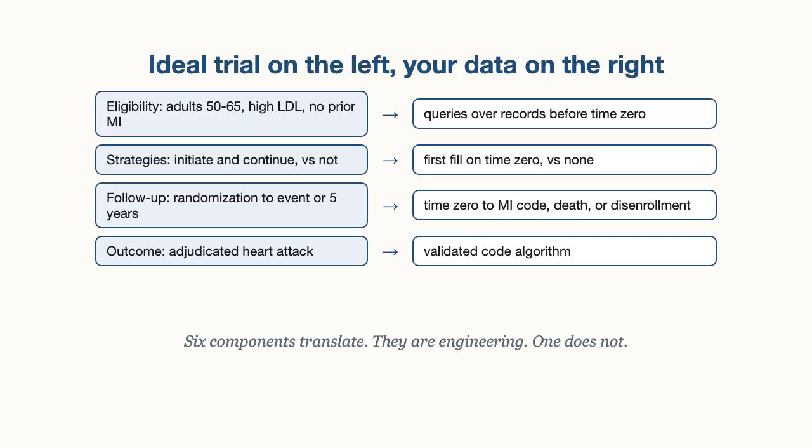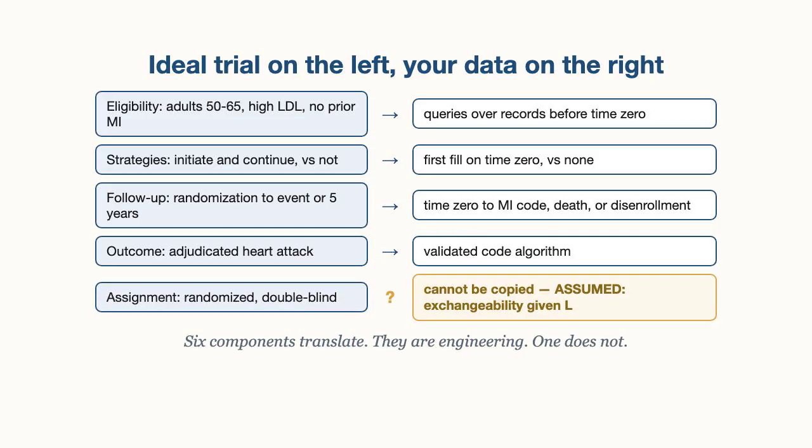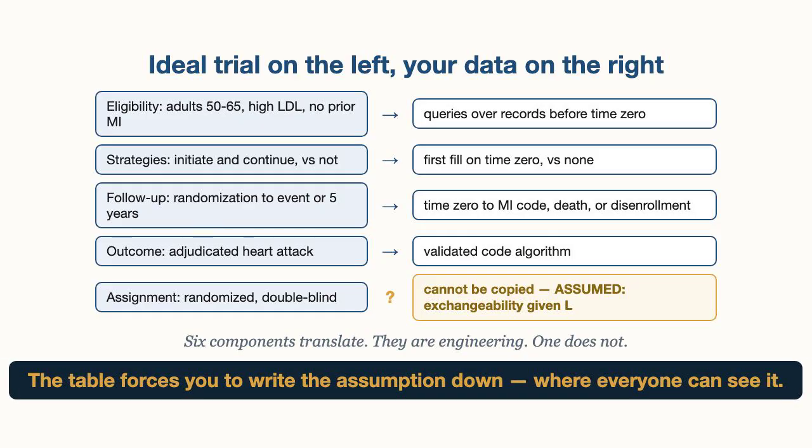6 components translate. They are engineering. 1 does not. Assignment. No table in your database contains the coin flip. That cell holds an assumption instead. Exchangeability, given the measured covariates. And the table forces you to write that assumption down, where everyone can see it.